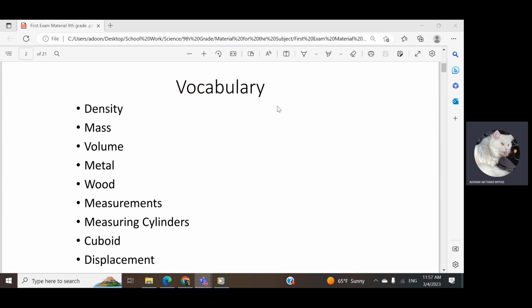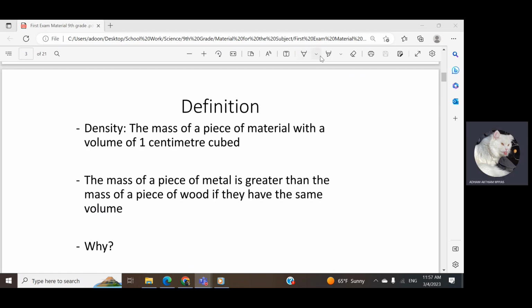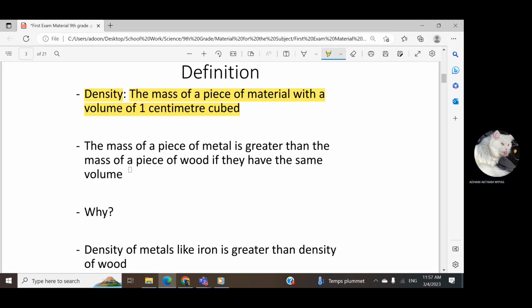The vocabulary here is density, mass, volume, metal, wood, measurement, measuring cylinders, cuboid, displacement. First of all, and that's an important thing, density is the mass of a piece of a material with a volume of 1 centimeter cubed. So be careful of this.